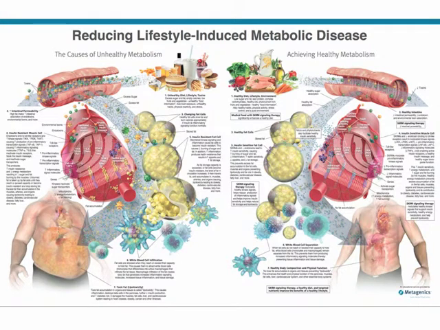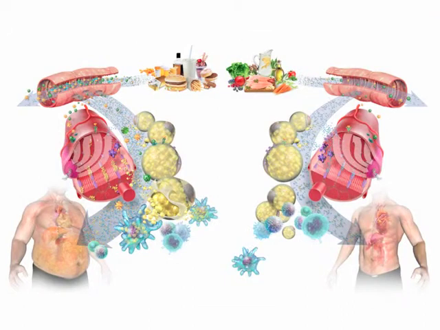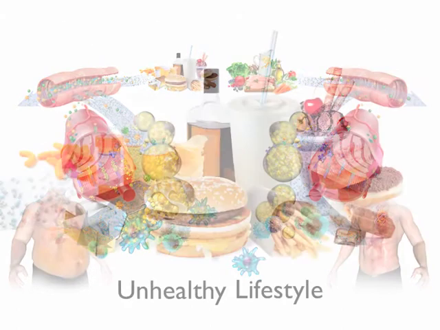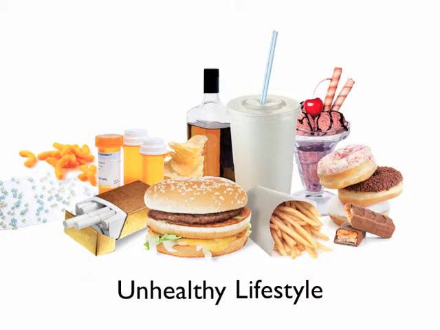In a detailed yet clear and graphic way, this illustration entitled Reducing Lifestyle-Induced Metabolic Disease shows how unhealthy lifestyle can lead to chronic disease, and how profound therapeutic lifestyle changes may be in helping to reduce that disease. The illustration is divided down the center, with unhealthy lifestyle being depicted on the left, and healthy lifestyle being depicted on the right.